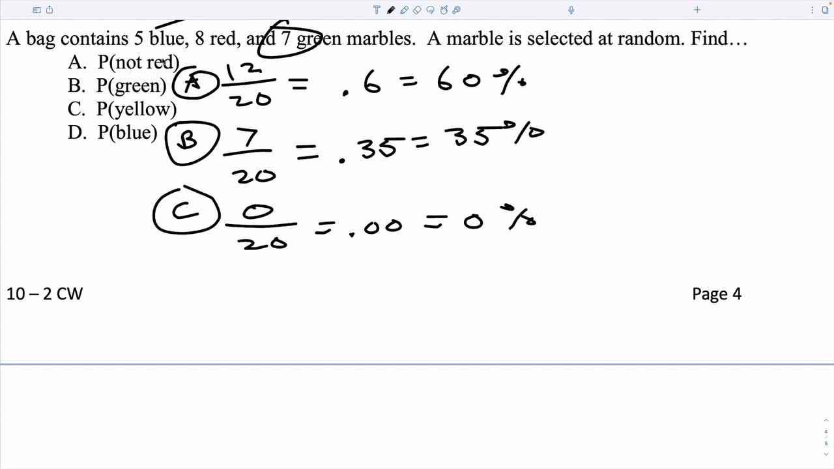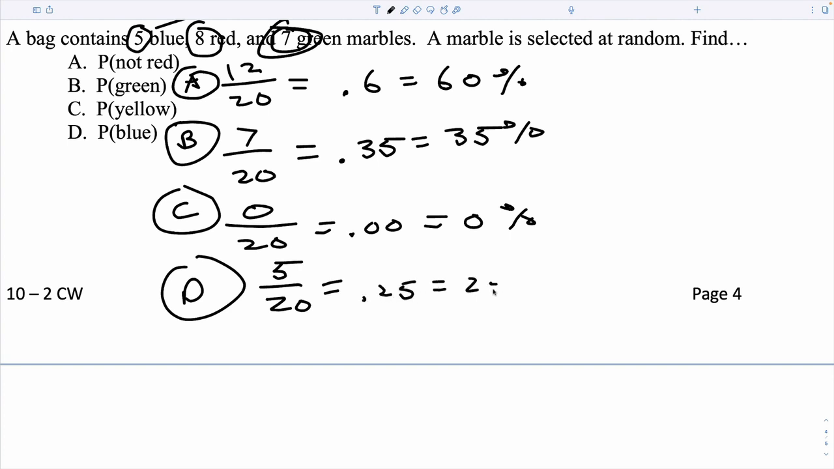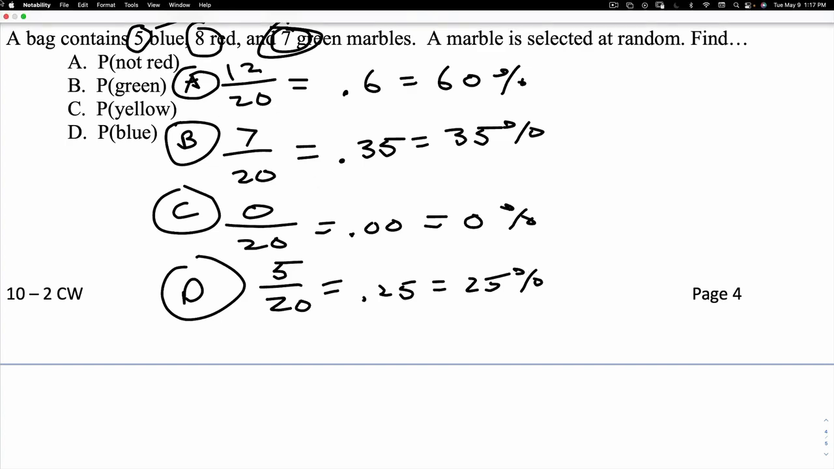So the probability of not getting a red one would be every marble that is not red. There's 5 blue and 7 green, so you could get 12 different possibilities. You don't want to select 8 reds. So 12 is 5 plus 7. D would be the probability of blue. How many blues are there, Kira Murphy? 5. And the total is still 20. So 5/20ths would be 0.25, or 25% is the answer.